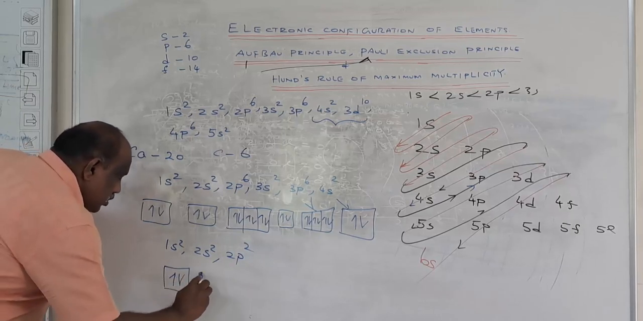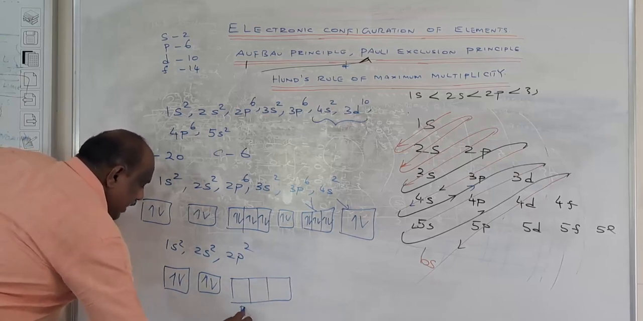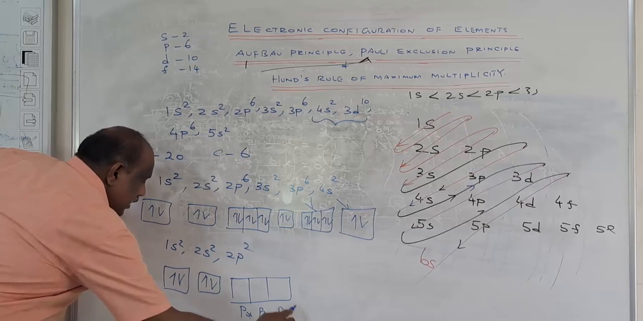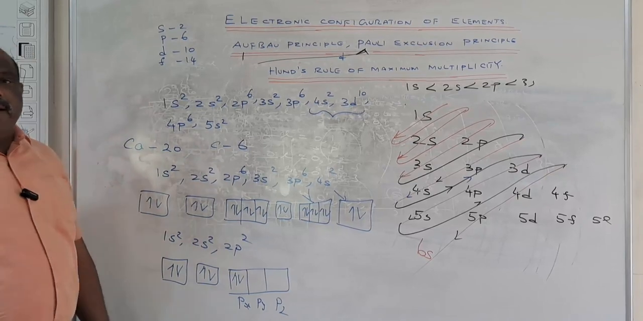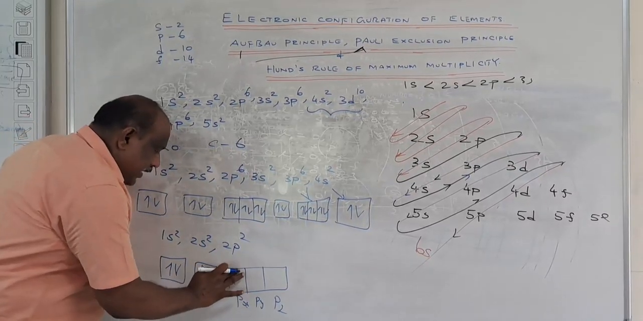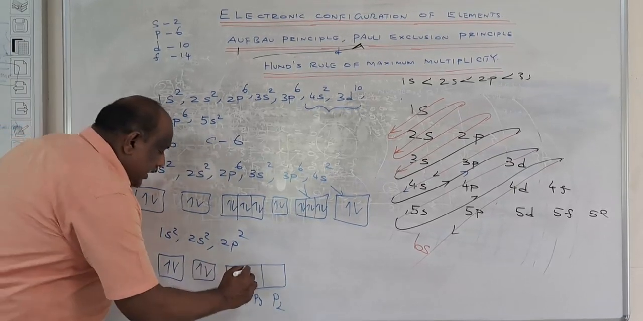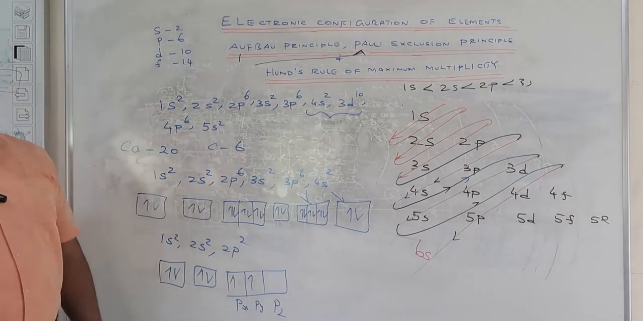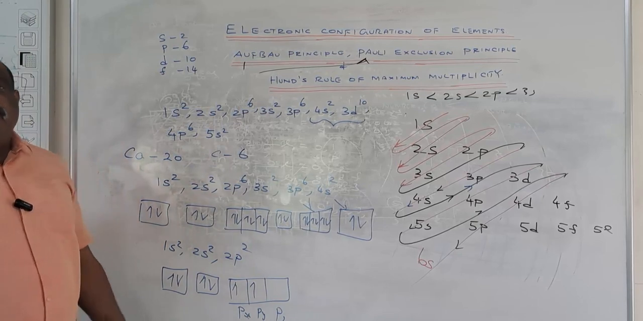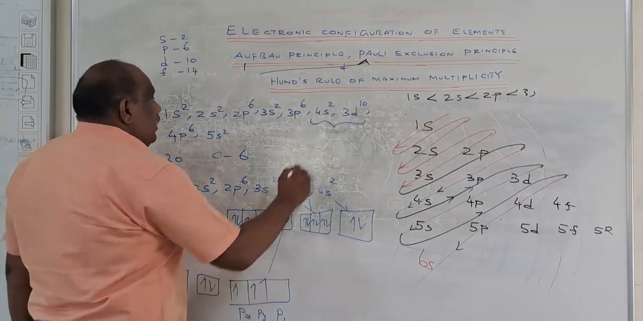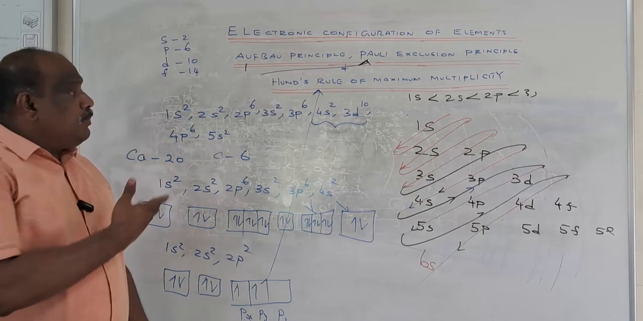It is 1s2, 2s2, then coming to 2p, there are 3 orbitals: px, py, pz. Now there's a doubt for you. Whether I have to write the 2 electrons like this. If I write like this, it is wrong, because both electrons are in the same orbital. I have to write the second electron in the second orbital like this only. Then only it is right. Why? This is given by Hund's rule of maximum multiplicity.